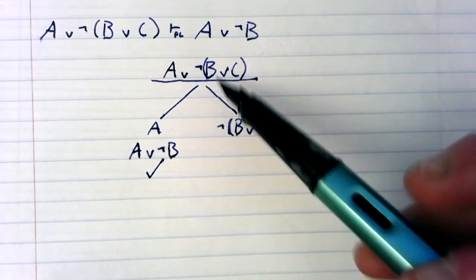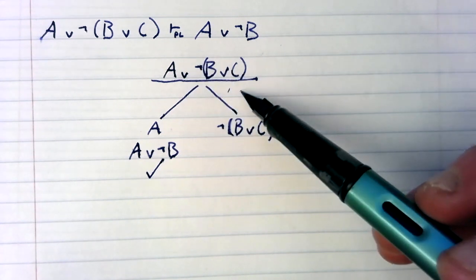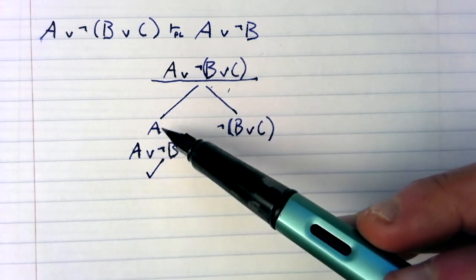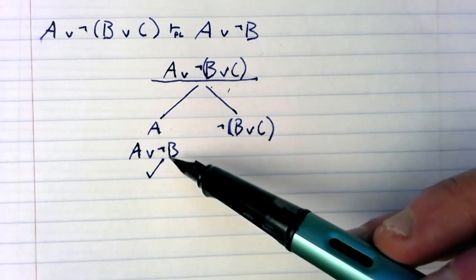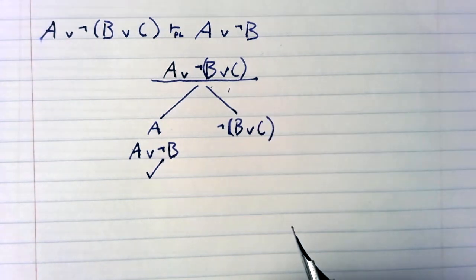To reason through in pure English, as it were, well, if I have A or it is not the case that B or C, on the one hand, to make this whole thing true, you could just make A true. And if A is true, then at least one of A or not B is true. So that checks out. Now, the more sophisticated side. It is not the case that B or C.